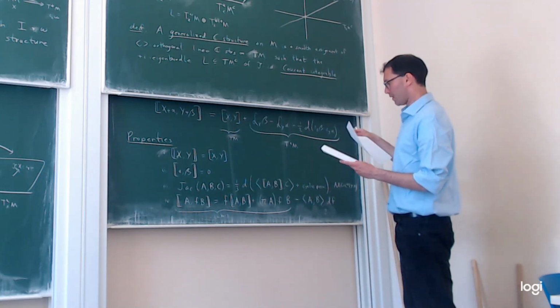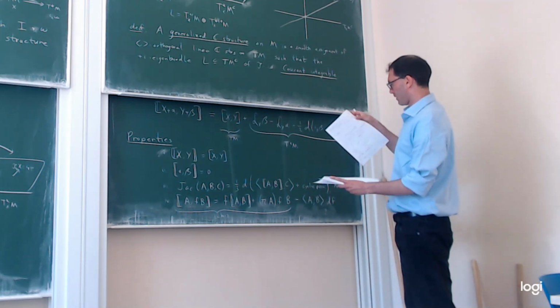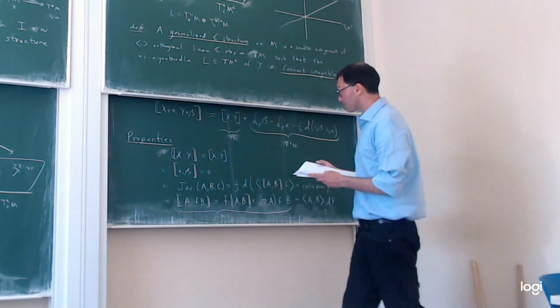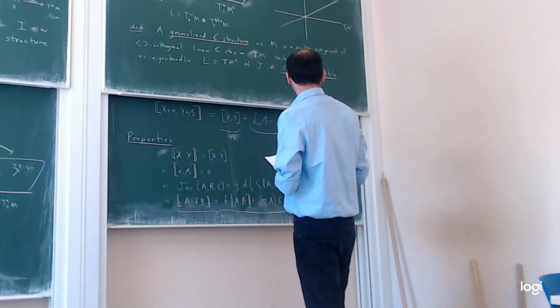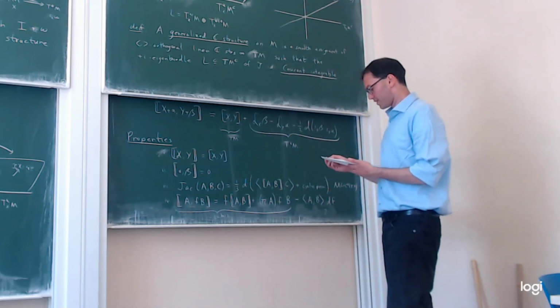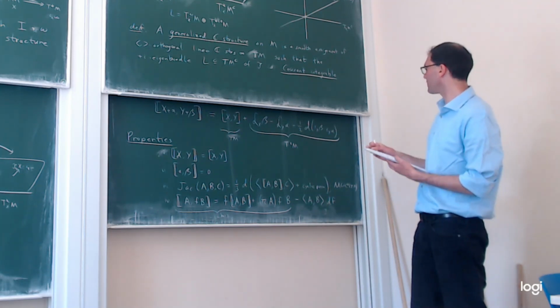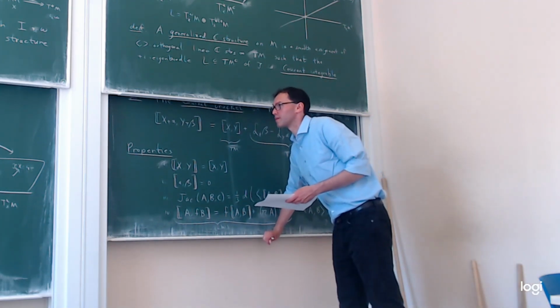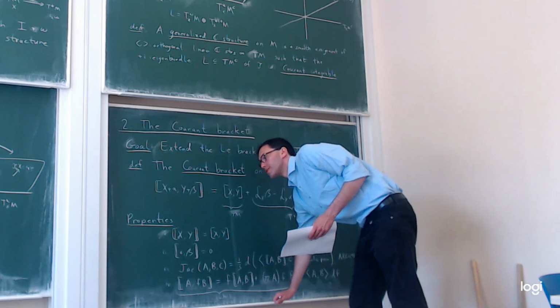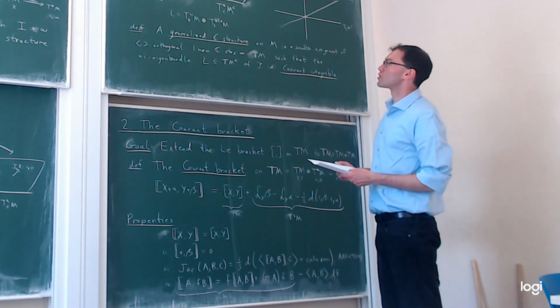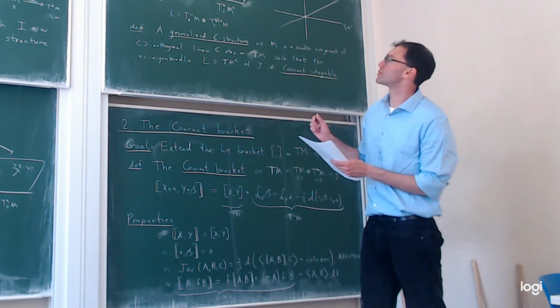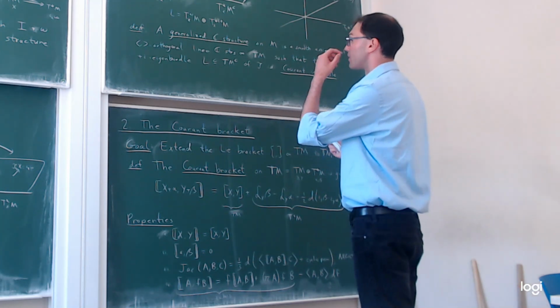Okay, and then I'd like to address the question of why this is a natural choice of generalization, like why the Courant bracket is a natural definition. So let's take a really short break. I'll erase the boards and then we'll do that.